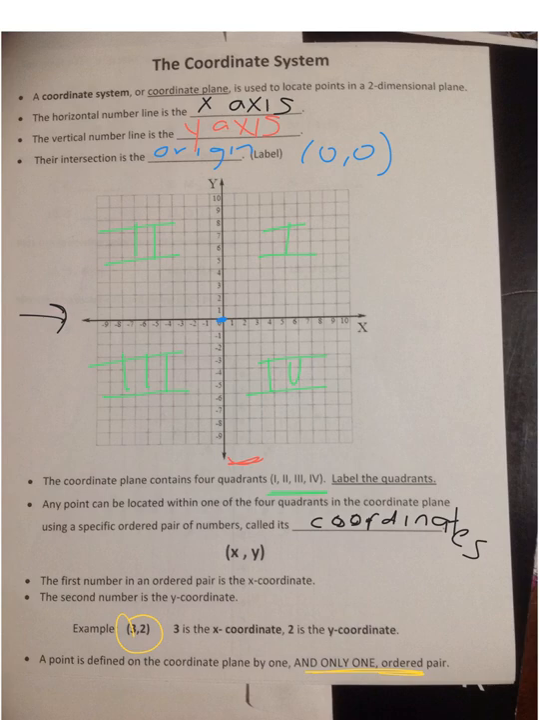Because 3 is the x, you start at the origin, you're going to go over 3, and then you will go up 2. That spot right there is the ordered pair 3, 2. Think about when you're playing Battleship, you're going to have one spot that's going to stand for an x and a y.